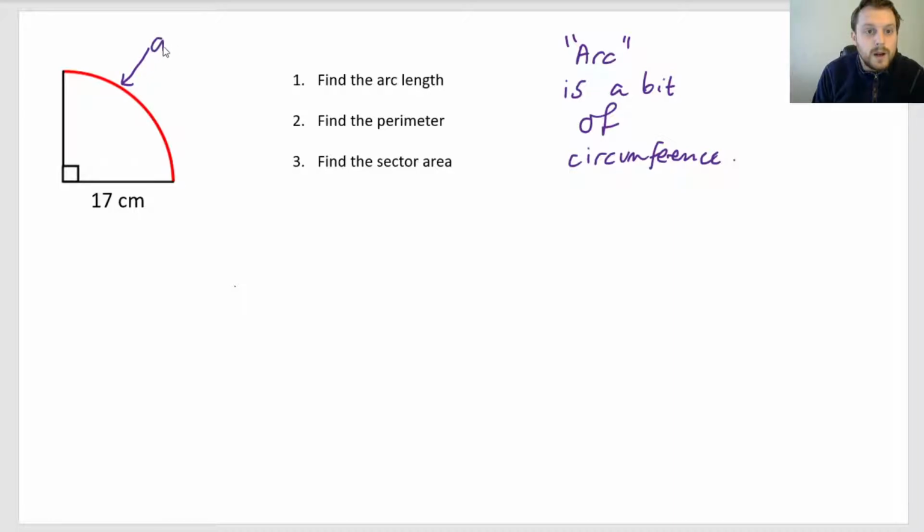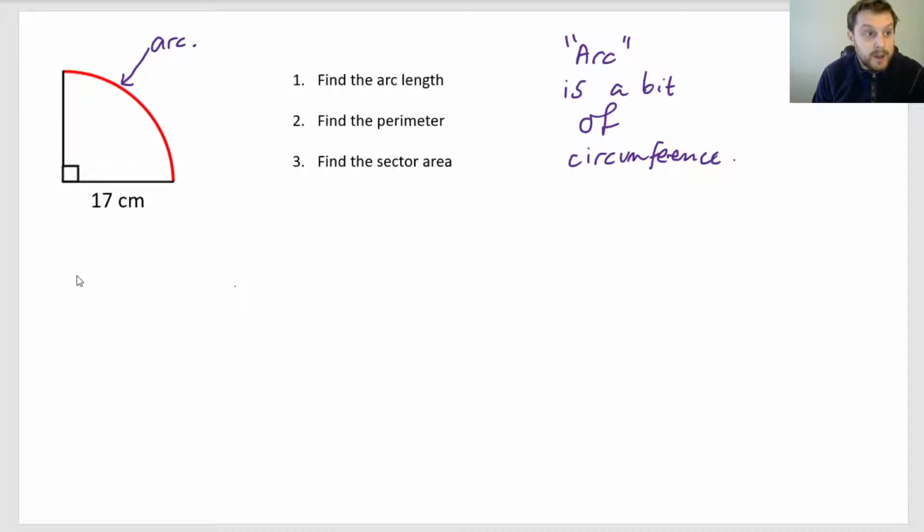My first example that I'm going to go through, I've got 3 questions here. Find the arc length, so find how long this red line is. Find the total perimeter, so it's going to be the arc plus this length, because it is, at the end of the day, just a 2D shape with 2 straight sides and 1 curved side. The total perimeter, you've got to add it all up, and then find the sector area.